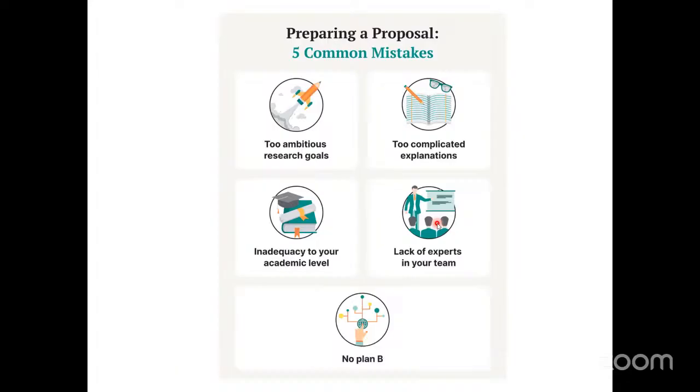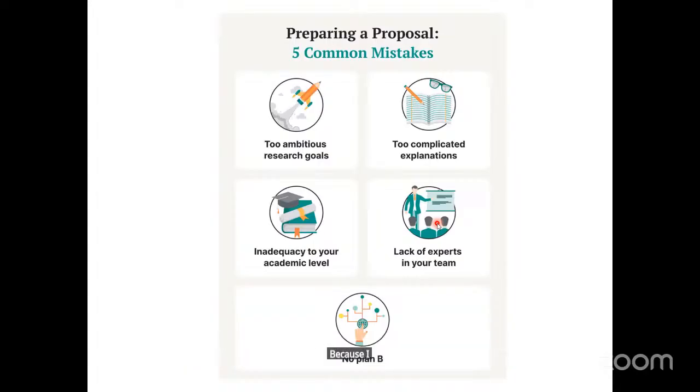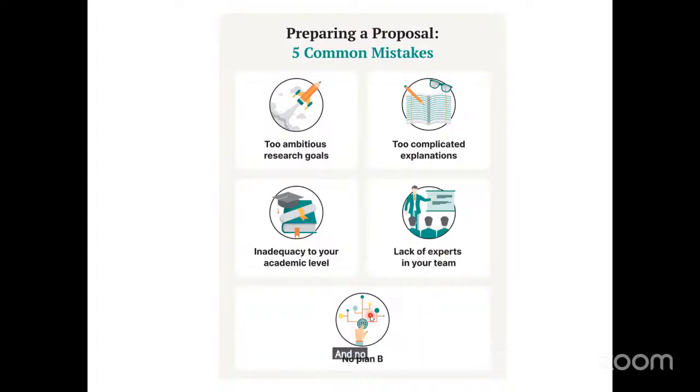Nowadays I am having three projects from different funding agencies, and the particular topic is related to medical oncology. I am having one doctor with me as a collaborator, because I'm not a doctor, I'm a scientist and I know my science. But regarding the patient data and patient tissue information, I need the help of a doctor. So without a formal collaboration, it is not possible for anyone to complete a research. And no plan B. We need to have a plan B.